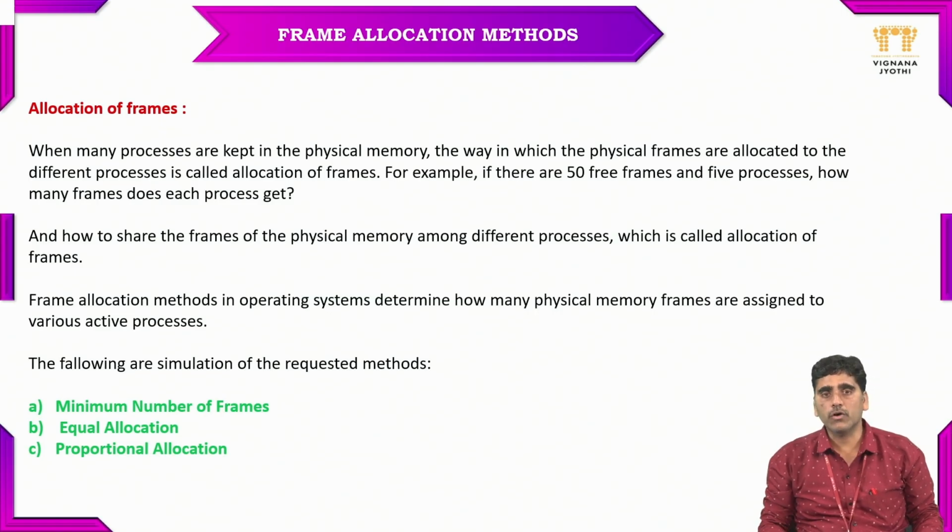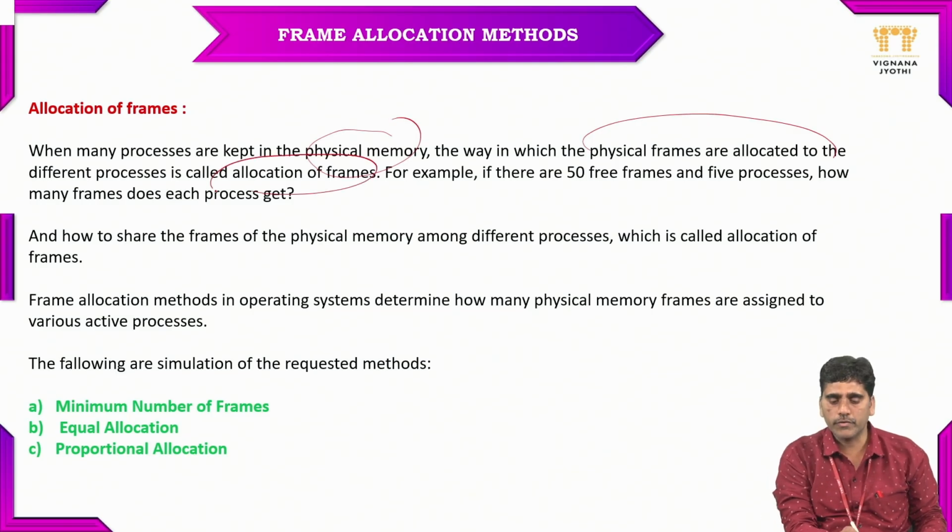First of all, what is meant by allocation of frames? When many processes are kept in the physical memory, which are already inside the physical memory, that is in secondary memory, the way in which the physical frames are allocated to the different processes is called allocation of frames. The number of pages available are mapped to the frames in the main memory. How each and every process is allocated to frames in the main memory is called the allocation of frames.